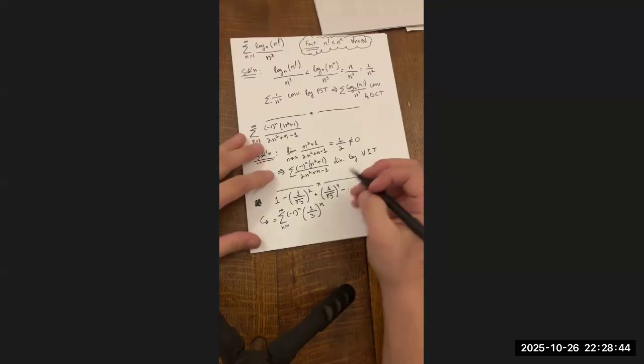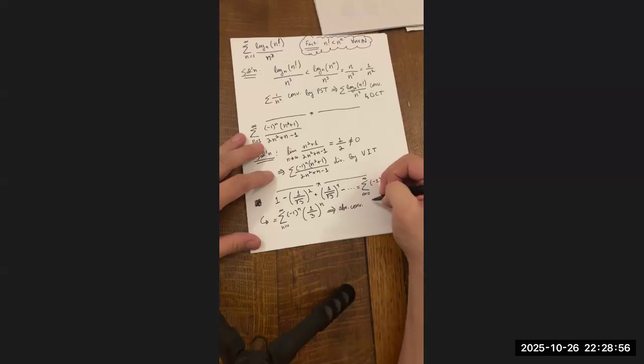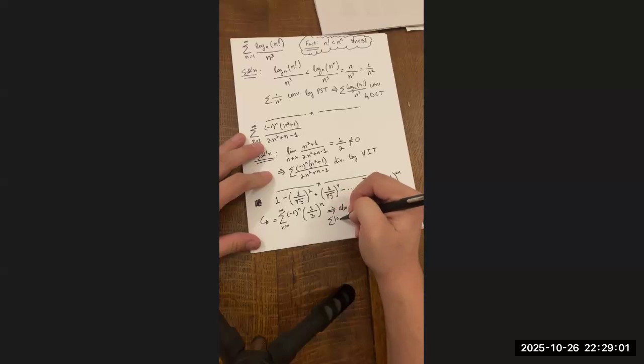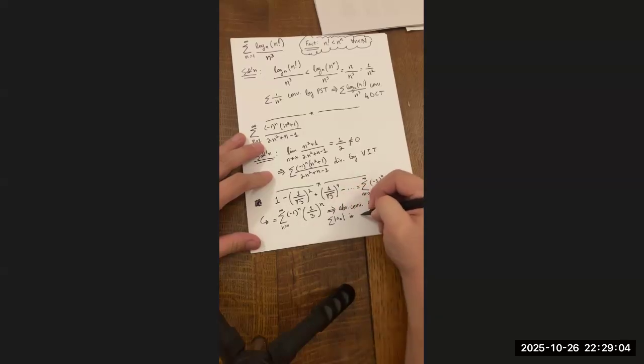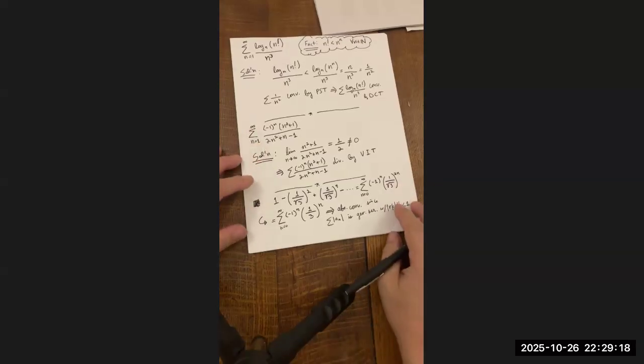Right, so alternating geometrics, we know that that's absolutely convergent. It's more than just convergent, it's absolutely convergent, since this guy is a geometric series with r equal to 1/3, which is indeed less than 1.